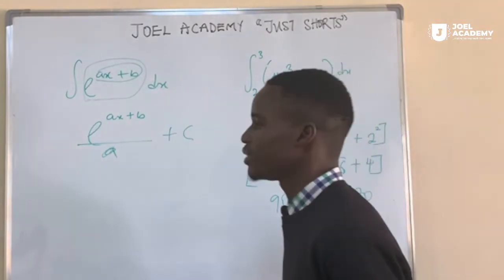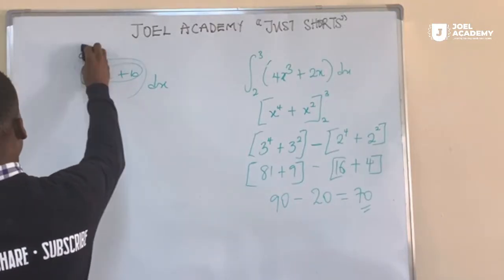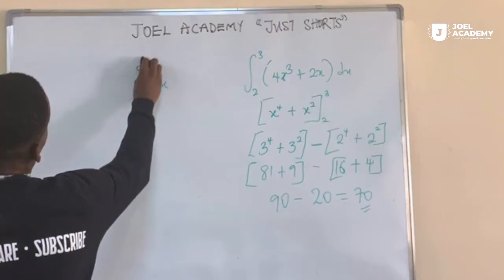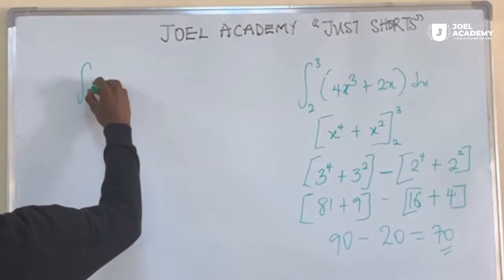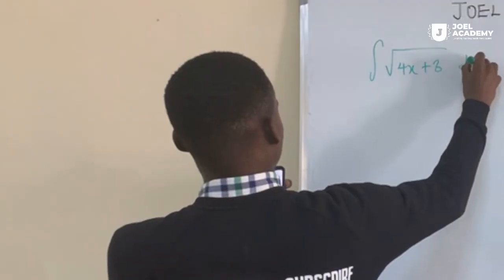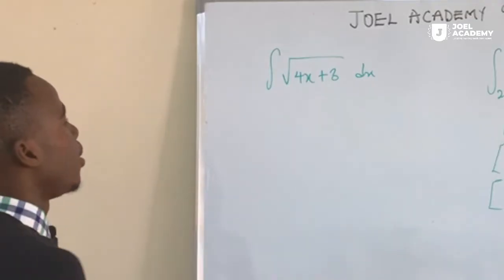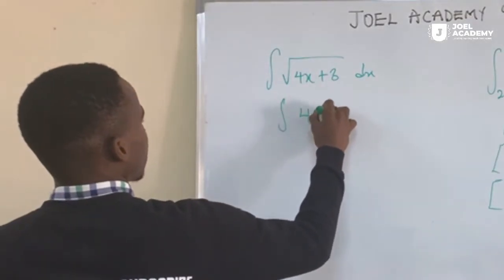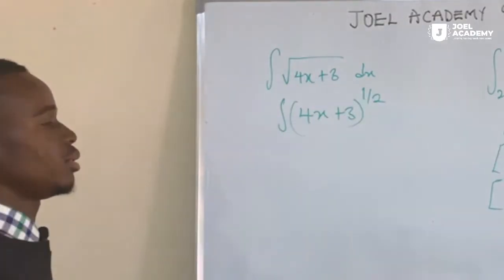So now this is a very interesting question. And mind you, don't mix integration shortcuts with differentiation shortcuts. Very important. Please, please don't mix it. So we have the integral of square root of 4x plus 3 dx. Now we can write it as 4x plus 3 raised to power what? 1 over 2. Anytime you see square root, you can replace it with 1 over 2.